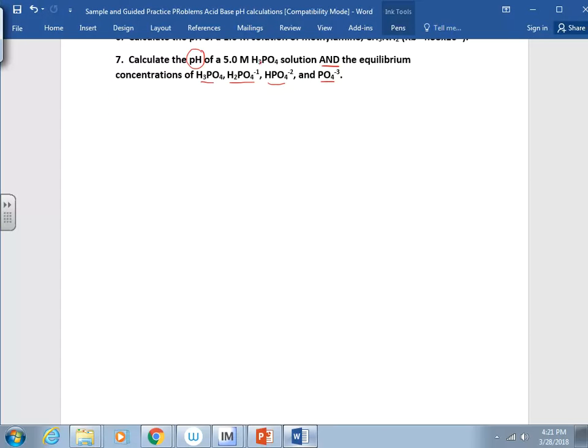Now, polyprotic acids, if you look in your book, you'll find the Ka values for each of these 3 dissociation steps. But remember, the first dissociation step is the only one that contributes really to the pH. So that's the one we're going to be using. So we're going to dissociate H3PO4. Since it's a weak acid, you're going to pull off 1 hydrogen, and that's going to pull apart and leave behind H2PO4 negative.